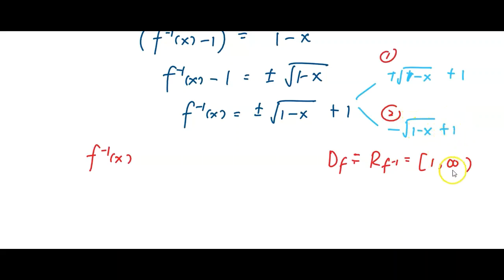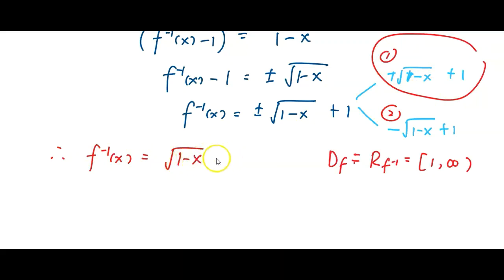Okay, so looking at this range of the f inverse, which one will produce the range which is 1 to infinity? The first one. Because the positive number plus 1, you will get a number which is greater or equals to 1. So I decided to choose the first function. Then you make your conclusion: f inverse of x is equal to positive square root of 1 minus x, plus 1. This is your final answer.